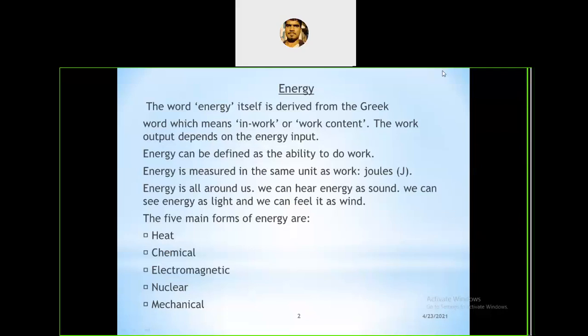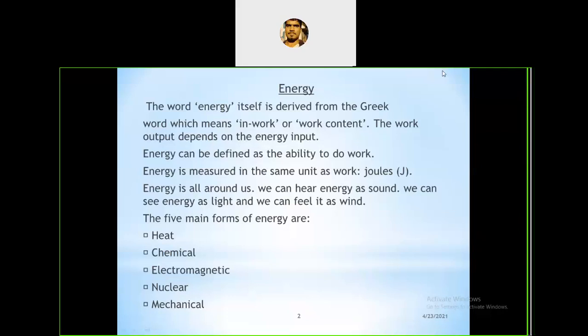Energy is measured, so what is its unit? The SI unit of energy is the joule, which is the same as work. Energy is the most basic infrastructure input required for the economic growth and development of a country. It may be an individual person, industrial growth, or country growth. It directly depends on energy. It's a basic infrastructure.